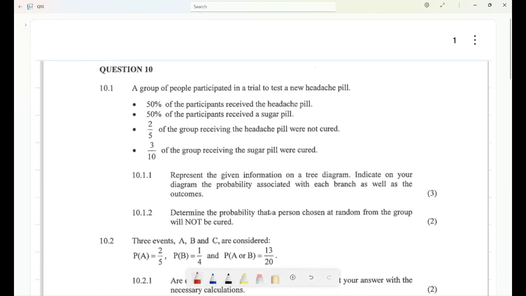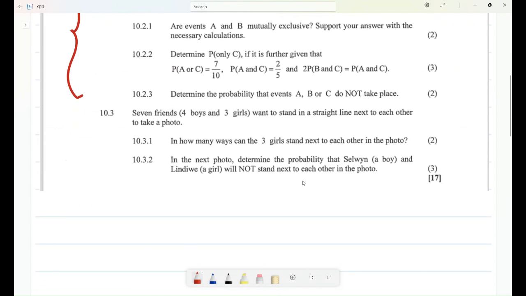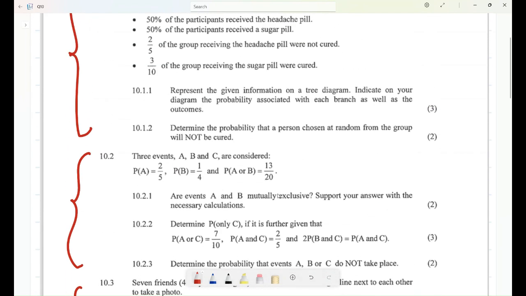This is the last question under the May-June 2023 question paper. It is under probability, probably assessed at a grade 11 level. 10.1 is what we call a tree diagram. 10.2 is Venn diagrams. Then 10.3 is a topic in grade 12, which we call the fundamental counting principle.